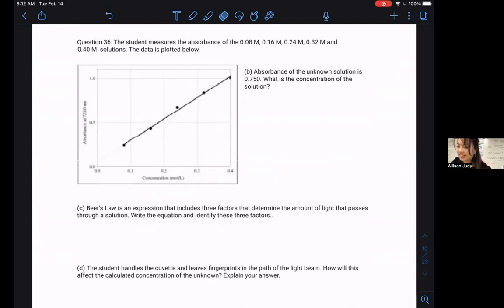Sorry, let's keep going. So we have this data plot, and it says the absorbance of the unknown solution is 0.750. What is the concentration of the solution? Don't overthink this. This is just graph reading. We get absorbance on the Y axis. We say it's 0.750. So we're going to look at the graph and say 0.750 would be approximately here. If I can draw a straight line. Here.